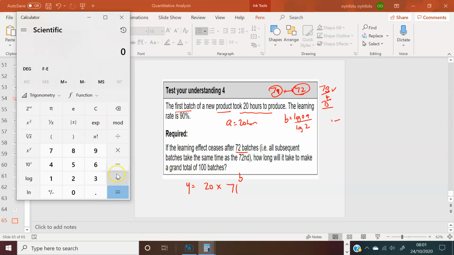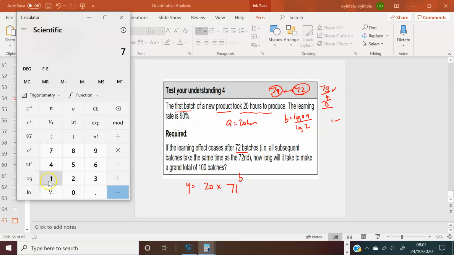Looking at this, the log of 0.9. I'm going to do it the full way and keep it all in one. So 0.9 log, close that bracket, divide that by, open the bracket, 2 log, close the bracket, and that's 0.152, yes? So I'm going to store that in my memory, memory add, and then what I now want to do is say 71 raised to this thing.